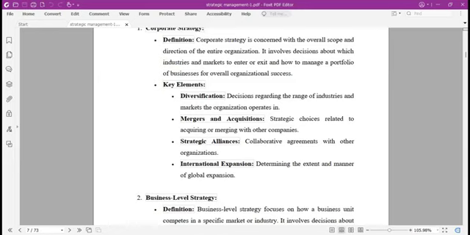International expansion. Here, determining the extent and manner of global expansion. This means that for international expansion to come to stay, the overall entity here in the corporate strategy, they come together, they meet, they discuss to what extent can we go locally, nationally, at the national level, as well as the international force, where possible.